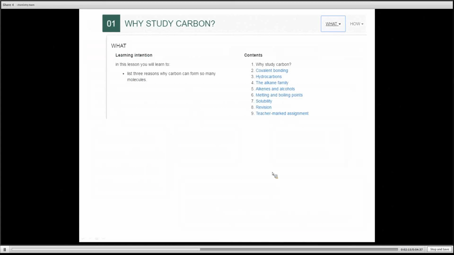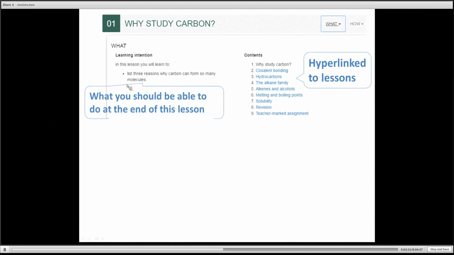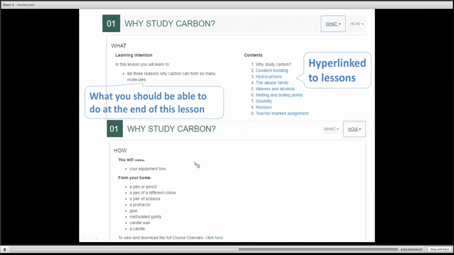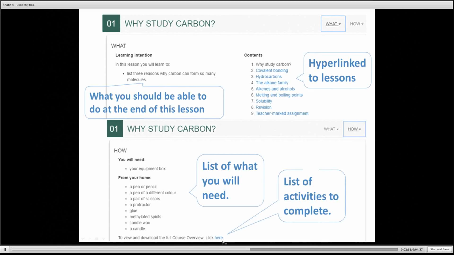Right, you go into the first lesson. What do you find on those two tabs now? Because you'll see they're different. They're the what and the how. So again, you have the list of lessons all hyperlinked, for a quick and easy way of finding your way around. And you also get a learning intention. So at the end of a lesson, you should be able to do this. You should be able to list 3 reasons why carbon can form so many molecules. And then the how tab is just simply 2 lists, a list of what you need for this module, as well as this little hyperlinked word here that has the list of activities to complete.